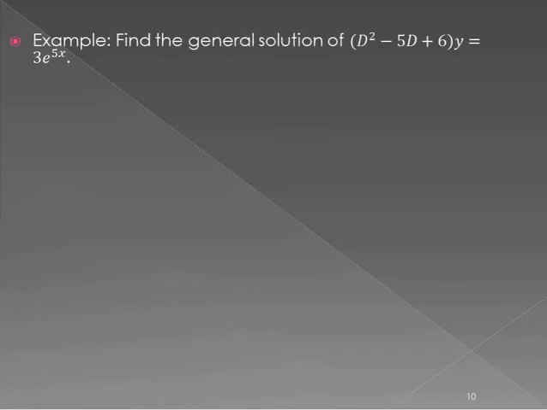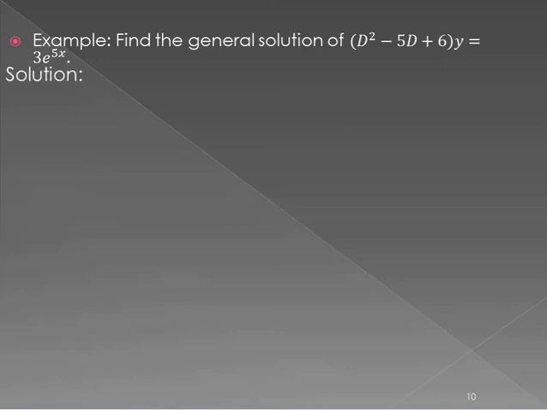So an example of this method is: find the general solution of D square minus 5D plus 6 into y is equal to 3 times e raised to 5x. Here we have to check the function. The function is of type e raised to ax. So here we use case first of the shortcut method.